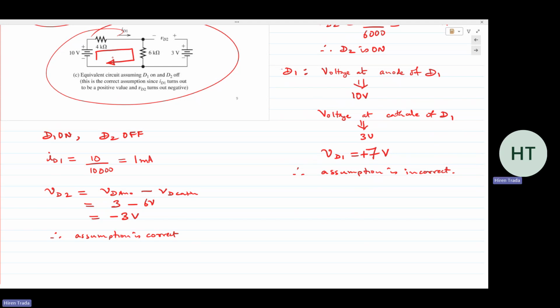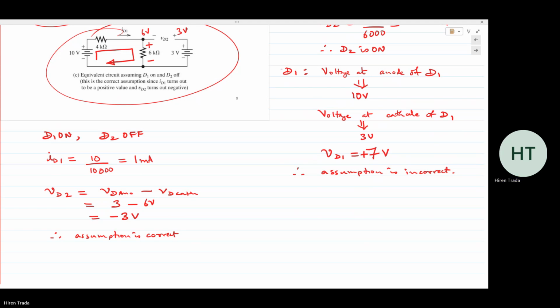And then the voltage drop across the 6 kilo ohm resistor would simply be 6 volts, 6 times 1. And the voltage drop across the 4 kilo ohm resistor would be 4. So 4 volts and 6 volts. You apply KVL, sums up to 10 volts. Okay, so it's 6 volts here with reference ground, and it's 3 volts here. And so VD2 turns out to be negative, minus 3 volts.